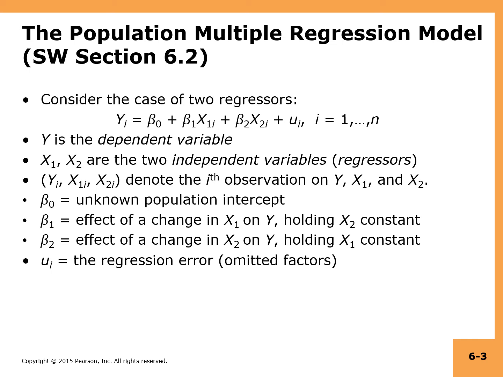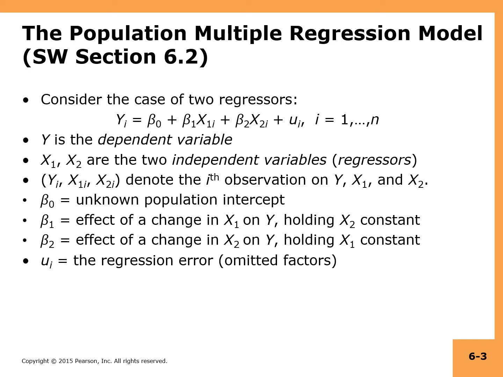yi, x1i, x2i represents the ith observation. So when you have a sample, it'll be the first observation or second observation. And beta 0 is an unknown population intercept. It is the value you get when x1i and x2i are 0.